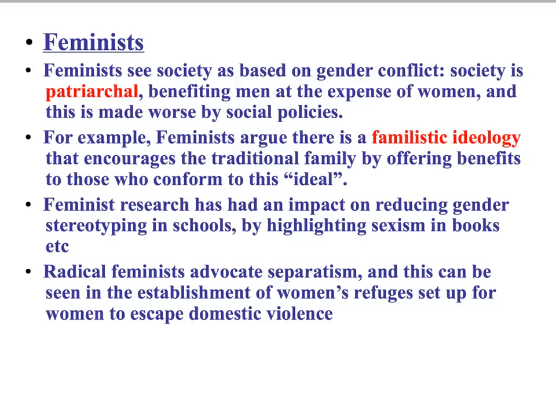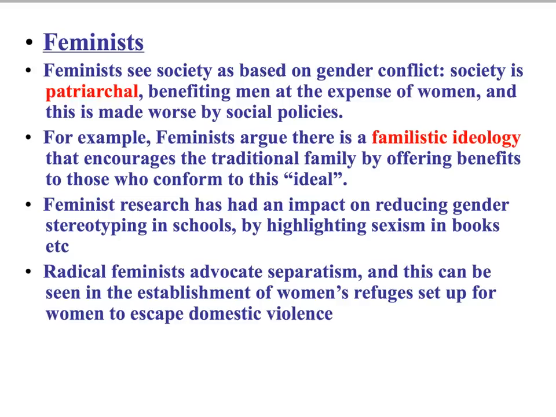Feminists, similar to Marxists, recognise there is conflict in society, and for them, social policy is all about reinforcing patriarchy, benefiting men at the expense of women. So, for example, feminists argue that there is a familistic ideology, okay, that encouraged traditional families and having children. Things like benefits like child support and marriage tax breaks encourage people to conform to this family ideal. However, they are very critical of the family and argue it is very exploitative as a unit, both physically, emotionally, and financially on the women.